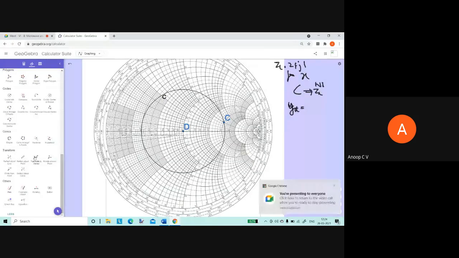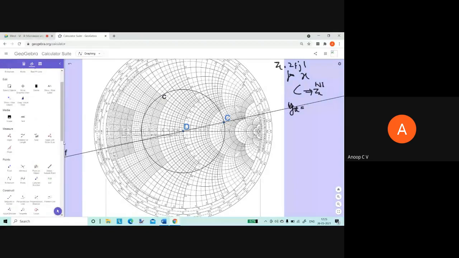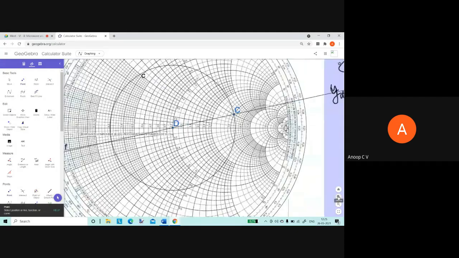So I should take a ray or a line, starting with C, a line passing through C and through D. The diametrically opposite point, if you see, would be this one. If I zoom in further, this is the diametrically opposite point. So that will be my YL. Point E will be my YL. Diametrically opposite point E will be my YL. Now, if I have YL, I should move from YL in the clockwise sense.